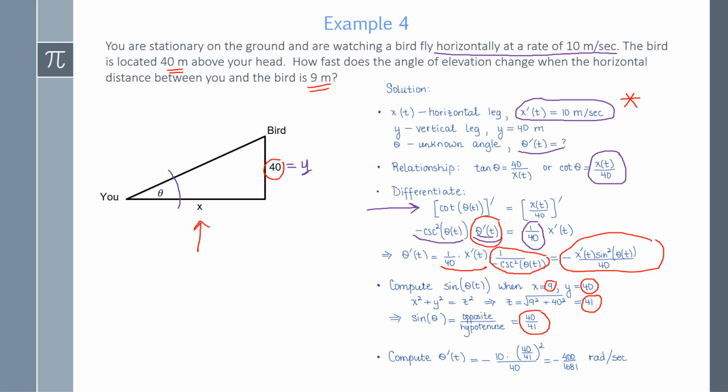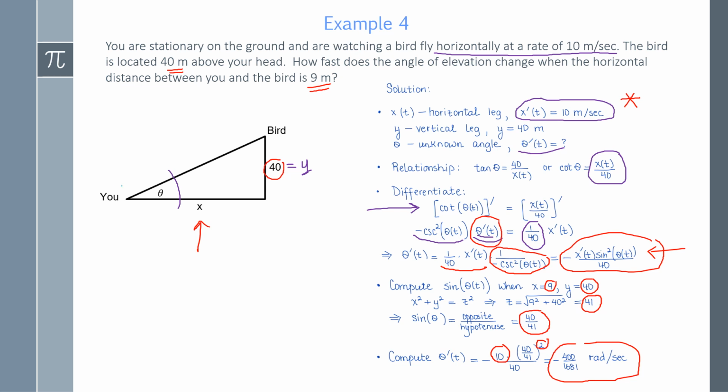So we're plugging all of that into our expression over here. So we have negative times what? x prime, that's 10, times 40 over 41 squared, and divide by 40. Once you simplify this, we're going to get negative 400 over 1681, and this is the rate of change of the angle, so that would be radians per second. Okay, and does it make sense that that angle is decreasing? Well, yes, let's think about it, but the answer is yes.